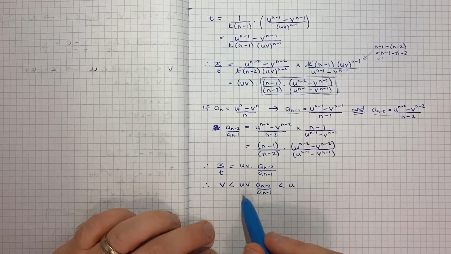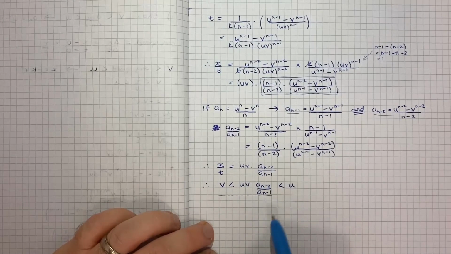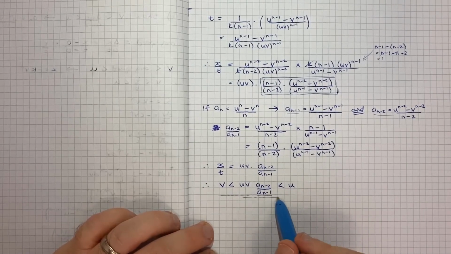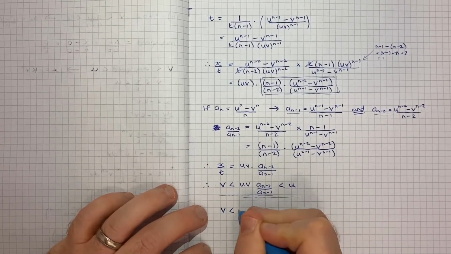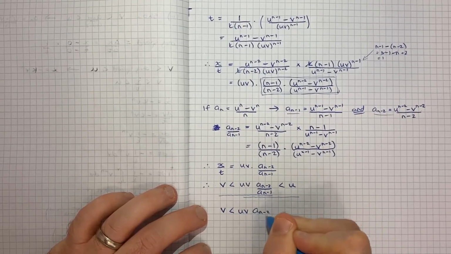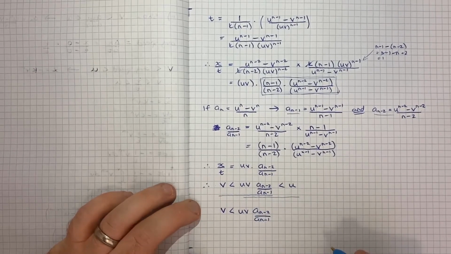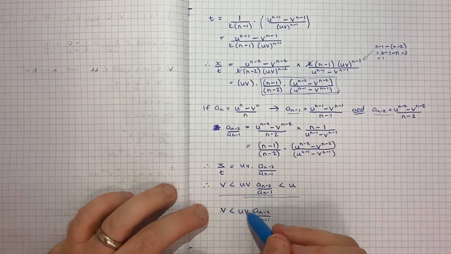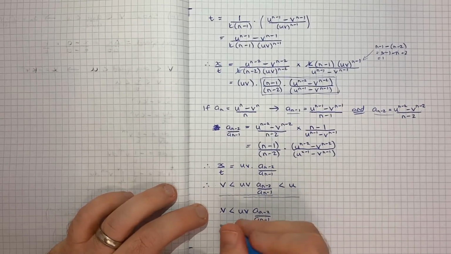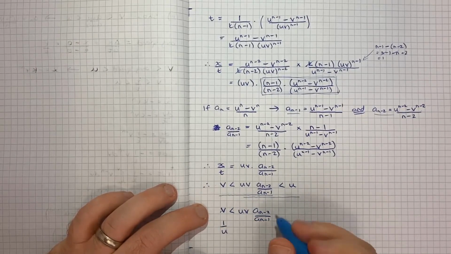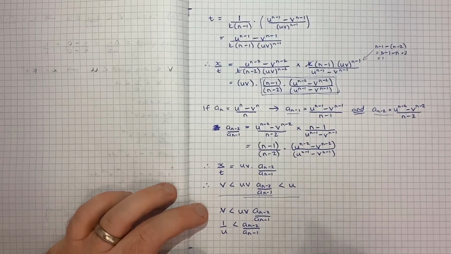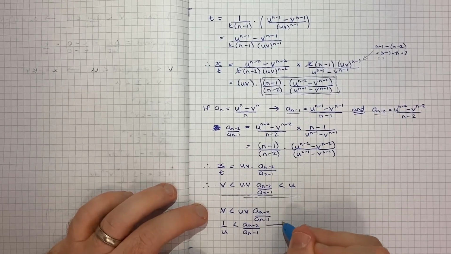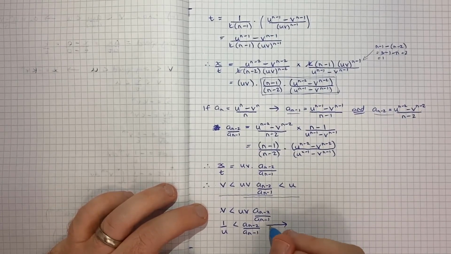I think the easiest thing to do is take this part of the inequality first, and then take this part of the inequality. So if we start with v is less than uv(a_{n-2}/a_{n-1}), we can cancel our v's and bring over the u. So we'll get 1/u is less than a_{n-2}/a_{n-1}. And since I'm running out of space, I'll write that over here.